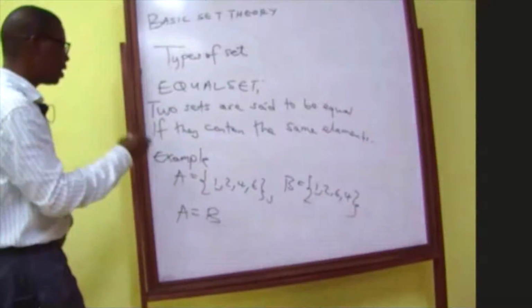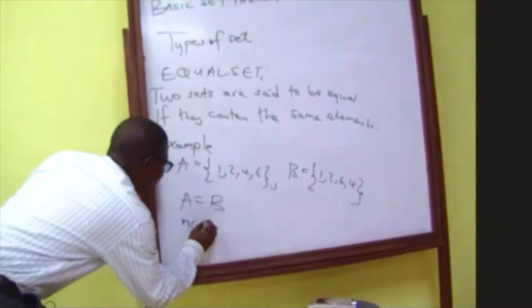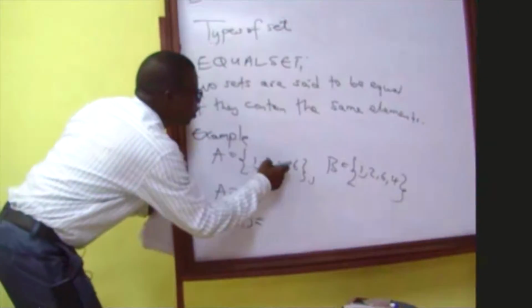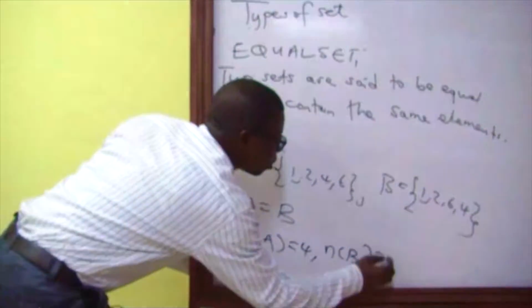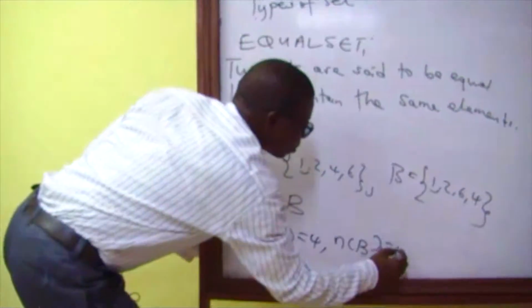In fact, the number of elements in A, n of A, is equal to 4, and n of B is also equal to 4.